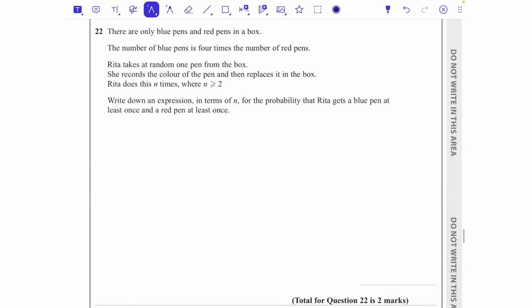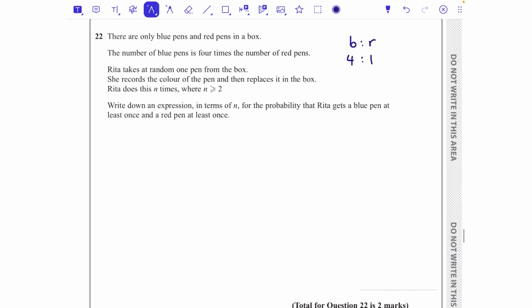Question number 22. There are only blue pens and red pens in a box. The number of blue pens is 4 times the number of red pens. So therefore the ratio of blue to red is in the ratio 4 to 1. Rita takes at random 1 pen from the box. She records the colour of the pen and then replaces it in the box. Rita does this n times where n is greater than or equal to 2. Write down an expression in terms of n for the probability that Rita gets a blue pen at least once and a red pen at least once.